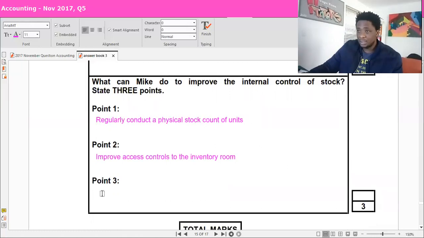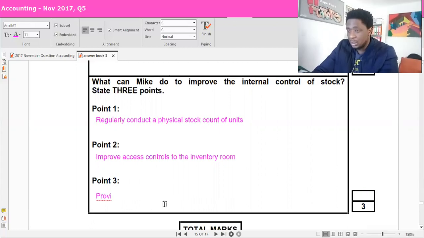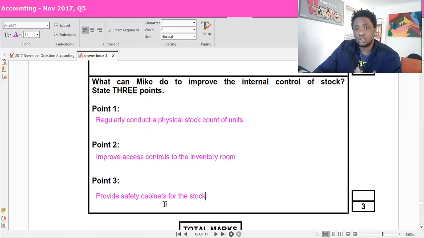And then lastly, provide safety cabinets for the stock. So if you have the stock in cabinets, someone has to open that cabinet in order to access that stock. It will make the likelihood of stock being stolen very much unlikely, as opposed to having everything open.